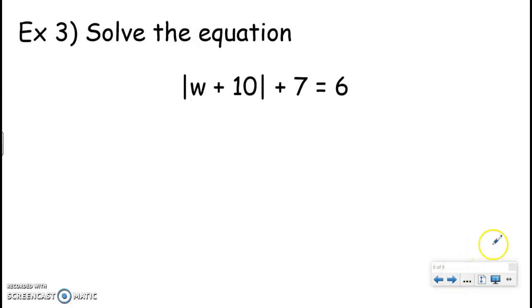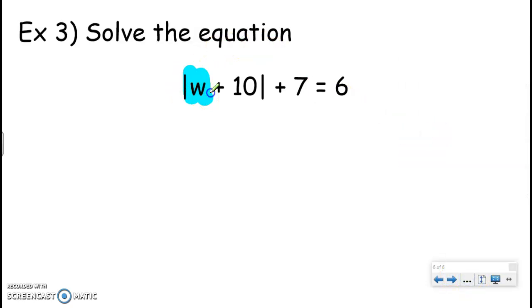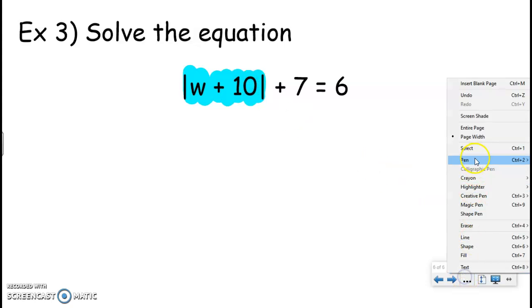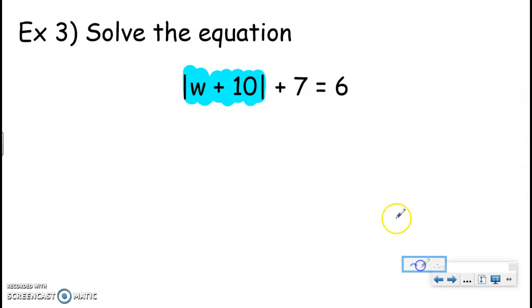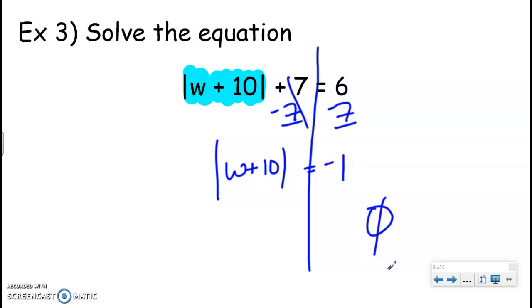Okay, last one. Same idea. We are going to get the absolute value completely by itself first. So anything extra on the outside needs to be canceled out. So plus 7 needs to go away. We are going to subtract 7 from both sides. The problem with that is that when I do that, I actually get negative 1. And you'll remember from yesterday, we can't take negative 1 steps, so we actually have no solution there. If this had been a positive 1, then we're going to write our two equations and go from there.